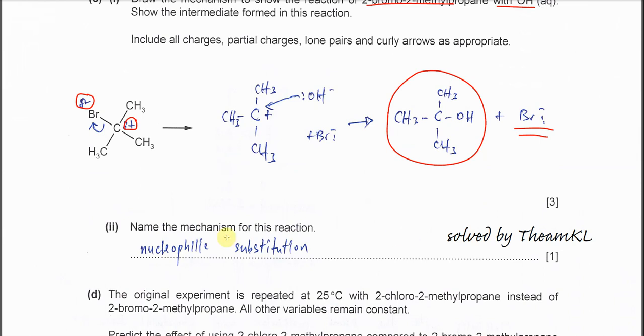Okay, name the mechanism for this reaction. When they ask to name the mechanism, what is the mechanism name? So you have to give a specific one, not just substitution. The name of this mechanism is nucleophilic substitution, because the nucleophile is used to substitute the halogen, right? So we call it nucleophilic substitution.